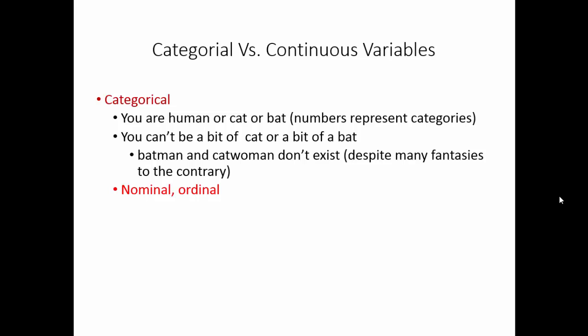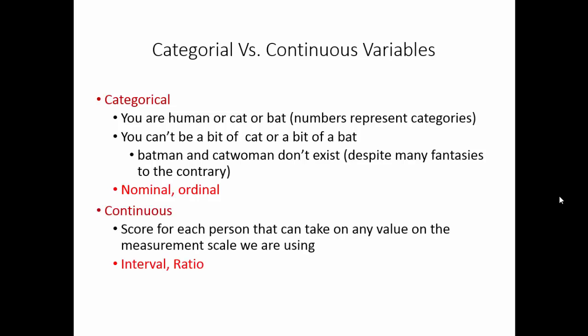So if you're going to indicate the species of a subject, whether they were a human or a cat or a bat, you almost certainly use a nominal variable. You're probably not going to have a Batman or a Catwoman that didn't fit into a nice neat category. So you probably just have a nominal variable here.